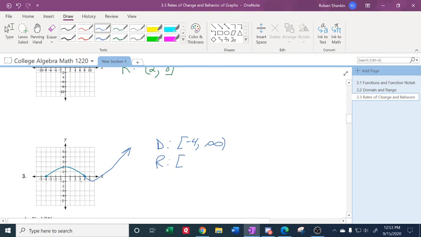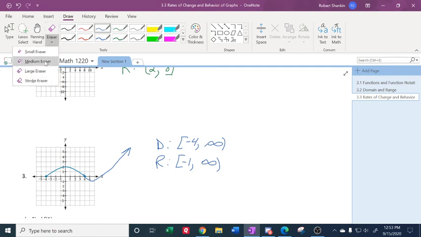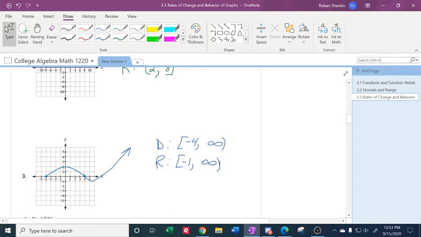And then the range. Looks like this comes down to negative 1 as the lowest point. And then how high does it go? Well, this looks like it goes up forever to infinity. Okay. So that would be the first part of number 3.